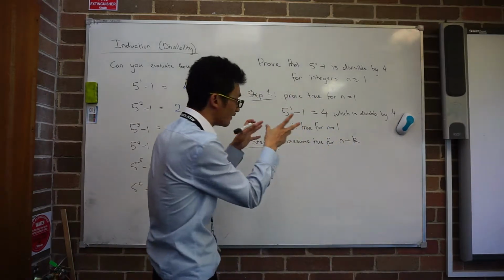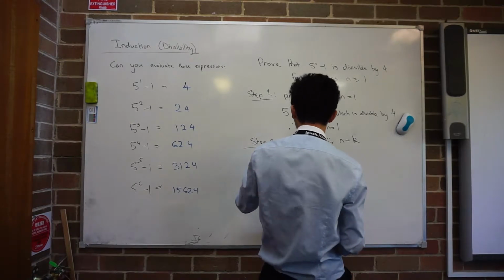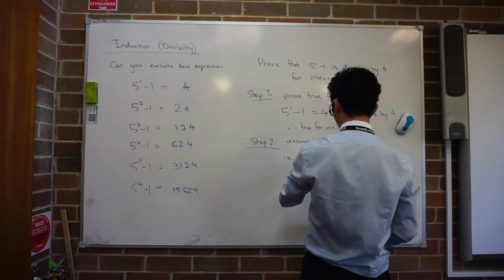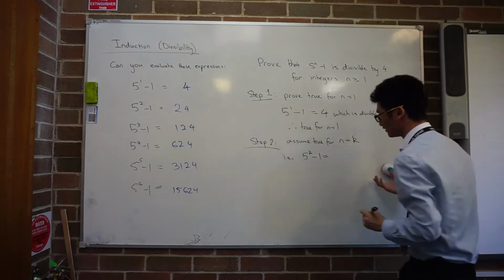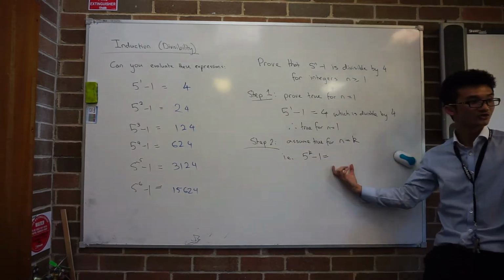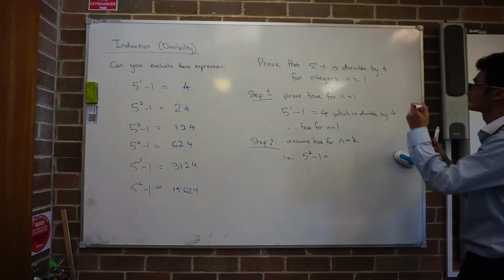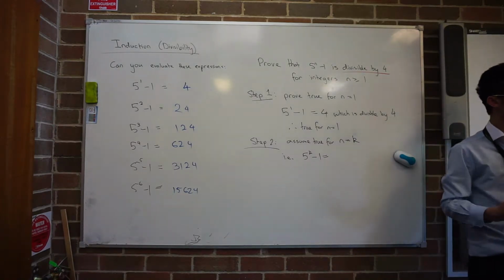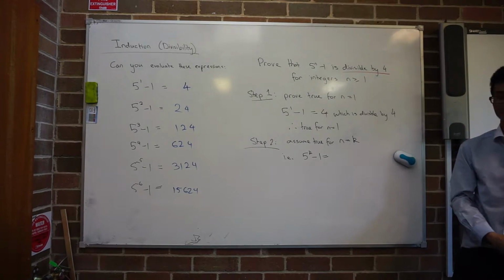And it's important that when I'm writing that, I actually write down what I mean. I'm assuming that 5 to the k minus 1 will equal to, now this is going to be slightly different to the sums we were looking at. I want this result to be divisible by 4. How could I write that as a general statement? Something over 4, maybe.